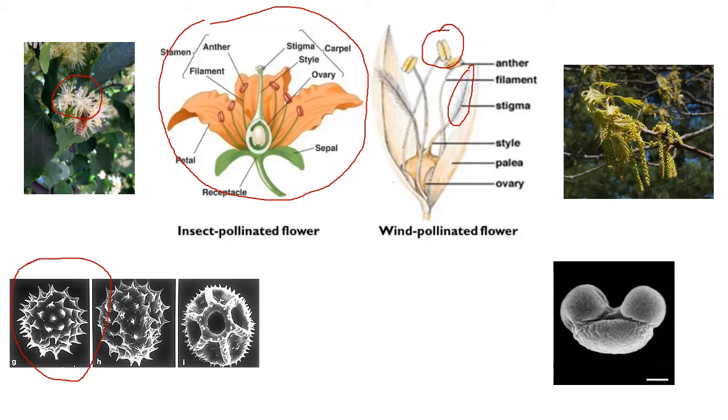And you can see these little spiky appendages on the pollen grain. And that's to help the pollen clump together and also stick to insects, so they'll be carried along from one flower to the other.